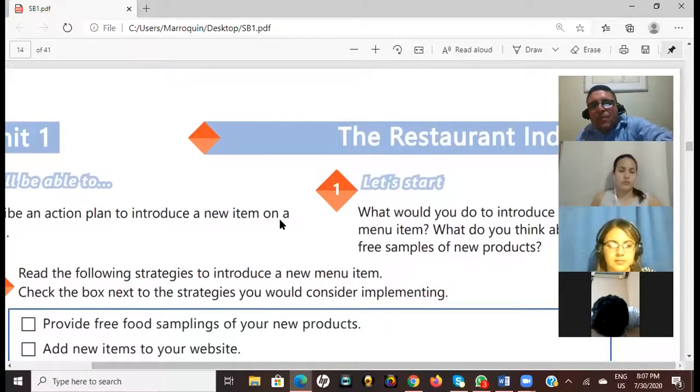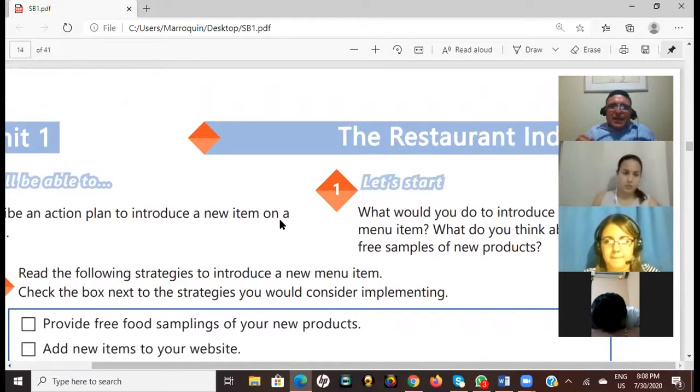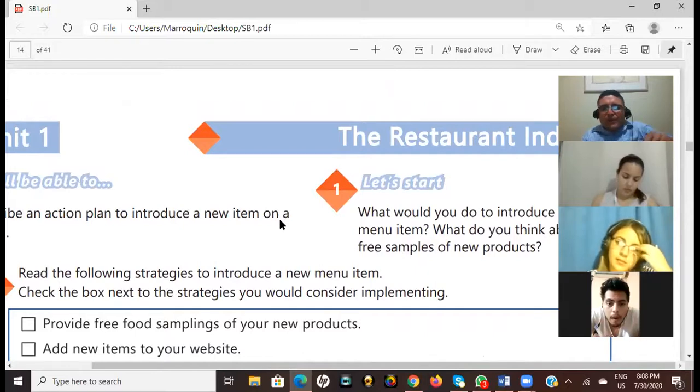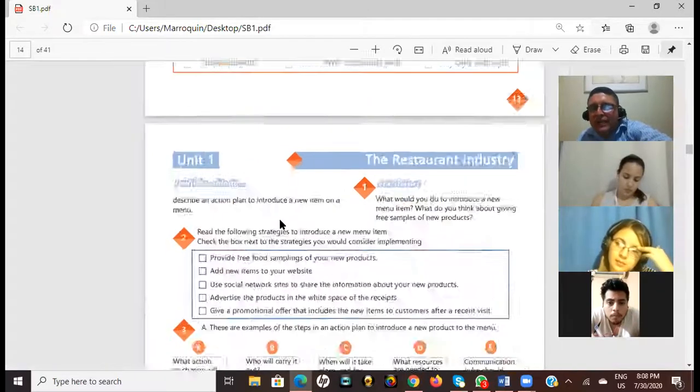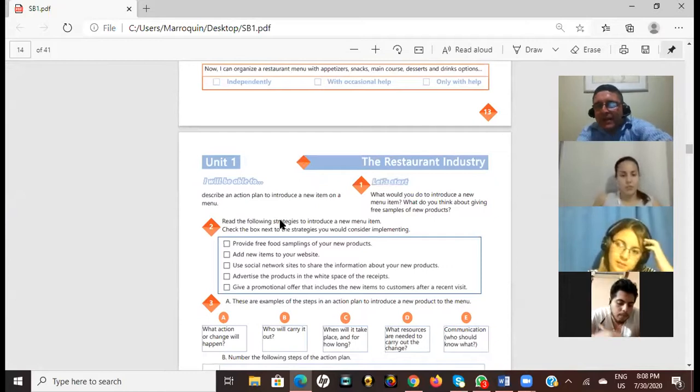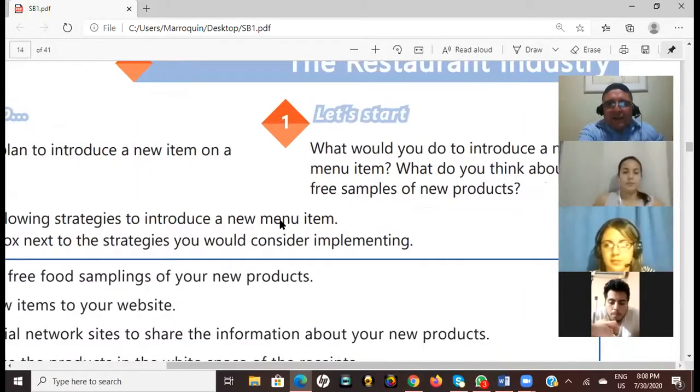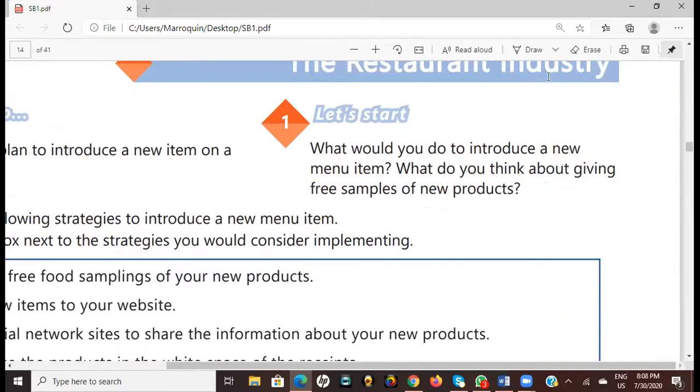When we talk about may, might, and could, you're talking about possibilities. They are synonyms. The difference is that could has more possibility than the others. So once again, the three are synonyms, but could is more possible than the other two. And we use them to give suggestions.